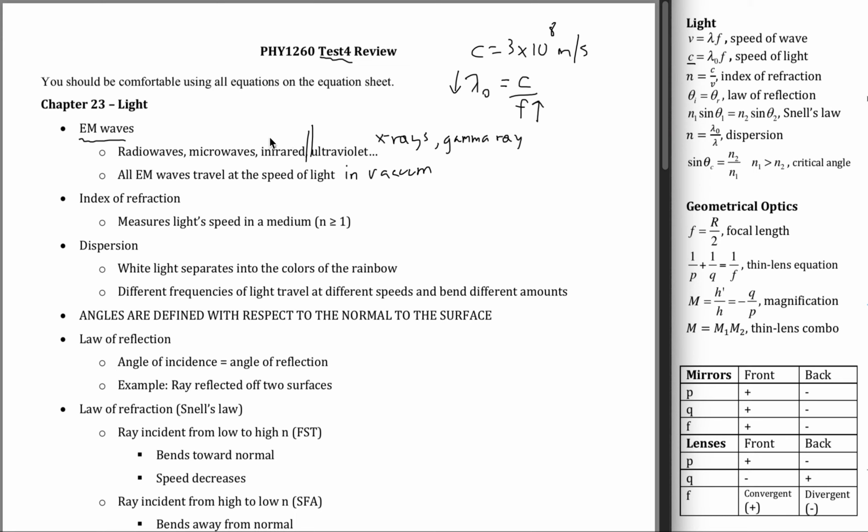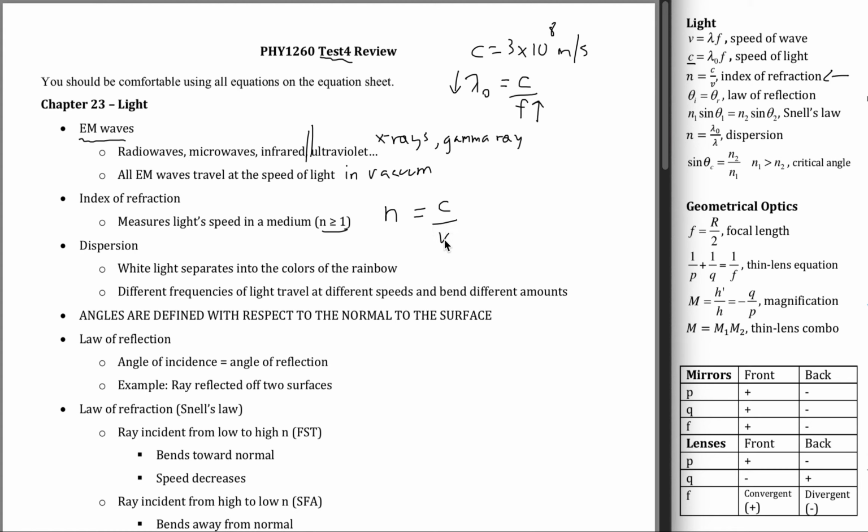Then we learned that light slows down in a medium and that the index of refraction of that medium tells us how much light slows down. So that's this next equation right here. n equals c over v. So c is the speed of light in a vacuum, but v is the speed of light in that medium. n is always greater than or equal to 1. This is because v is always smaller than or equal to c, right?